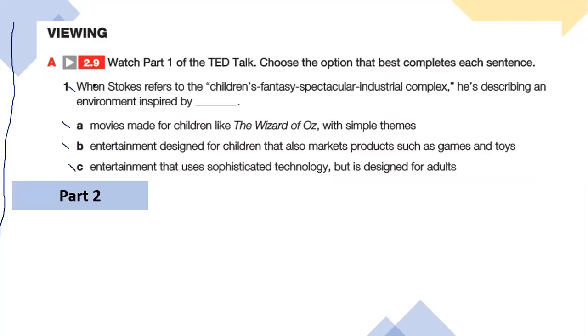Now, the question is, when Stokes refers to the children's fantasy spectacular industrial complex, he is describing an environment inspired by, and you have to select one of these options. Do you guys understand the question?